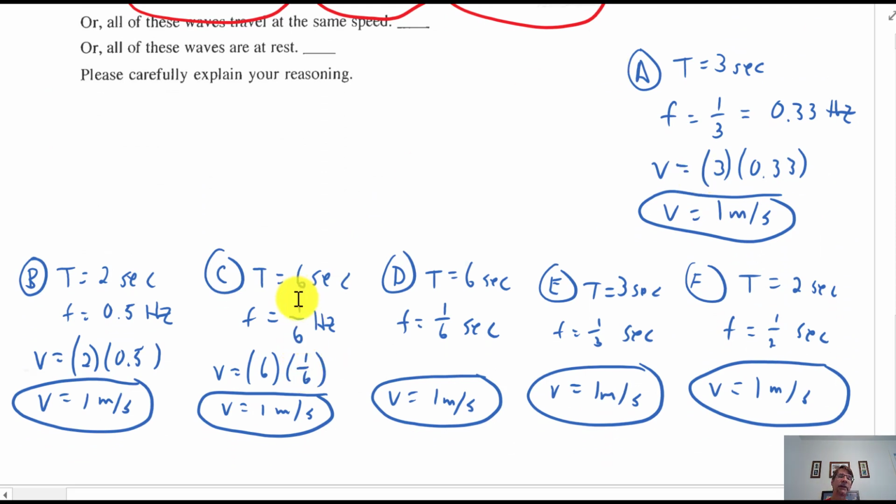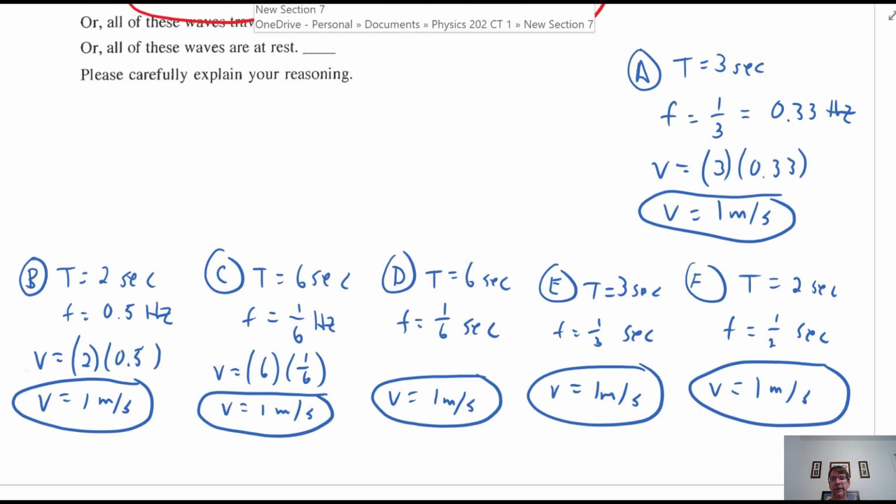It's the time it takes to make one wave. So lo and behold, the frequency in C is 1/6, so even if I don't divide that, it says the wavelength is 6. So if you do all 6 of these, their velocity comes out to be 1 meter per second. So if the time scales are all the same, then these all have the same velocity of these waves. So that would be a tweak to this problem.